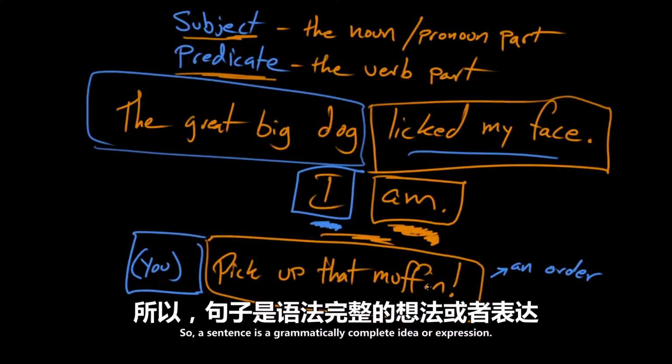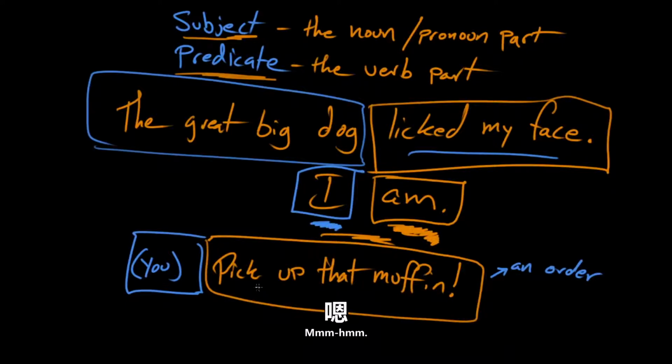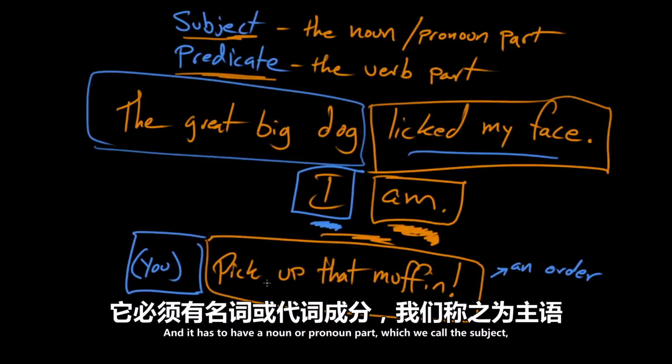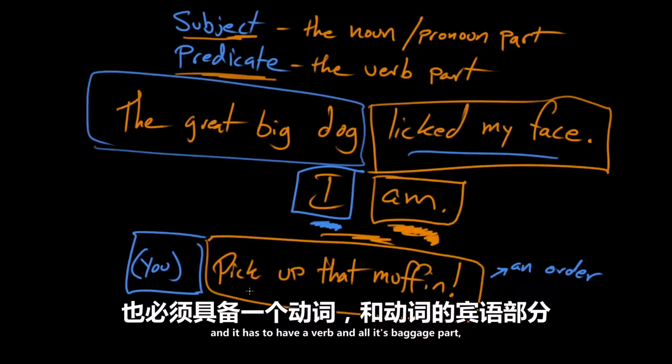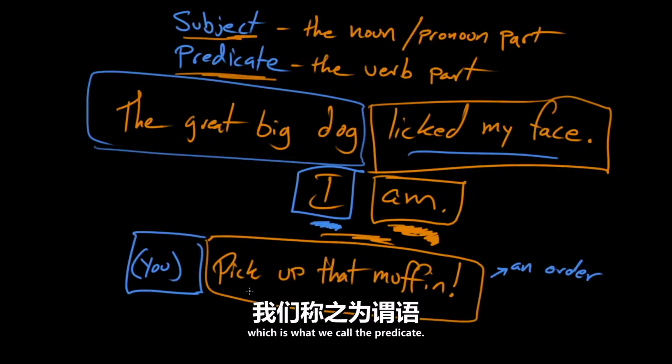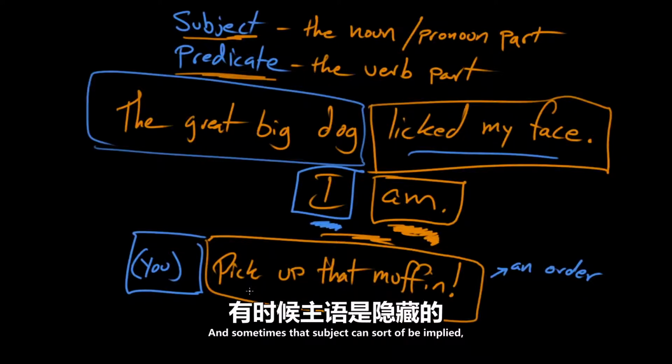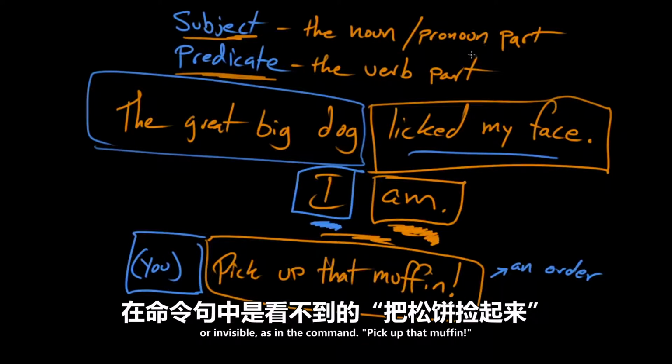Yes, I am. So a sentence is a grammatically complete idea or expression. And it has to have a noun or pronoun part, which we call the subject. And it has to have a verb and all its baggage part, which is what we call the predicate. And sometimes that subject can sort of be implied or invisible, as in the command, pick up that muffin.